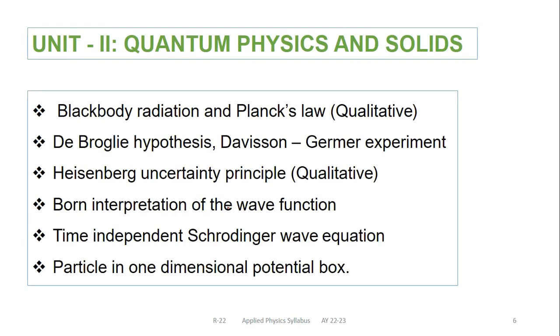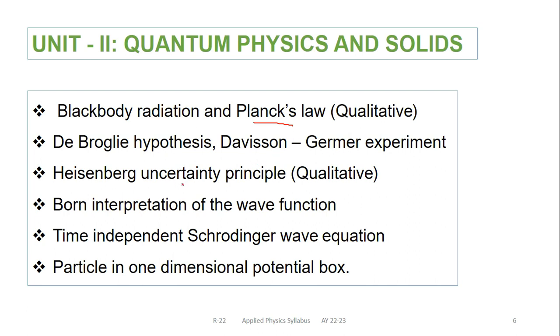Then we will move to the second unit. Mainly it consists of two parts. One part is quantum physics and the second part is solids. In quantum physics, we will start with black body radiation and its issues, and how Planck's law resolved them. Then we have the de Broglie hypothesis about matter waves. Then the experimental proof of de Broglie waves.